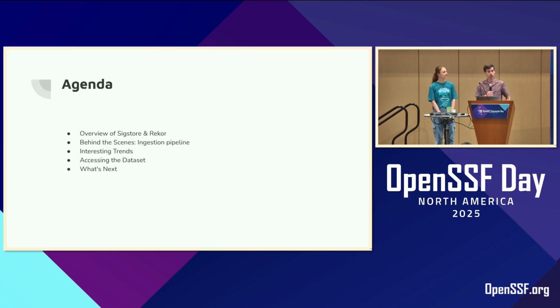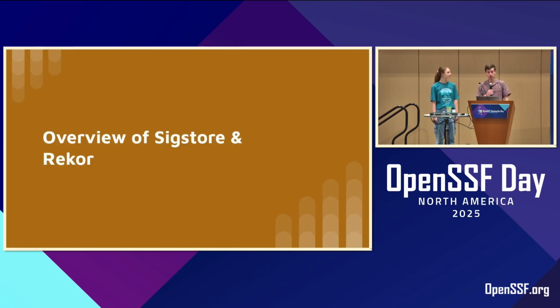For those who aren't familiar with Sigstore and the Rekor transparency log, we'll give a brief overview. We'll go into a bit of detail on our data pipeline, and then we'll jump into trends and insights. We have a bunch of really exciting charts and metrics to share. We'll provide some information about how you can access the dataset and what's next for the project. Alrighty, let's jump right in with a quick high-level overview of Sigstore and our transparency log Rekor.